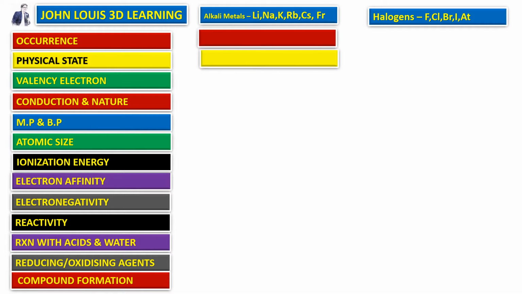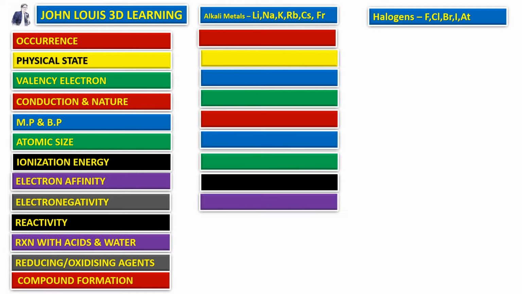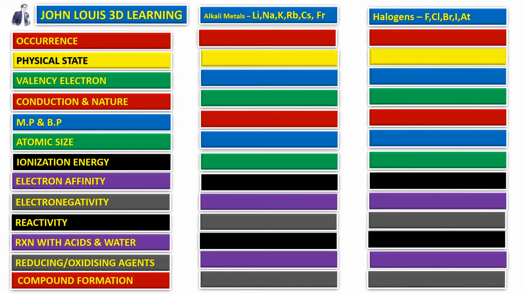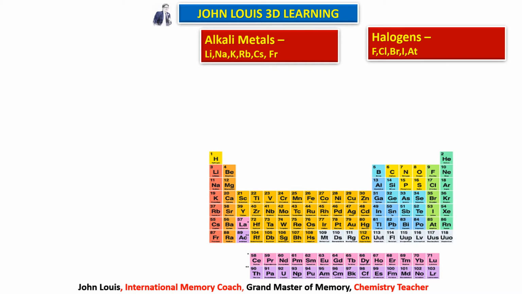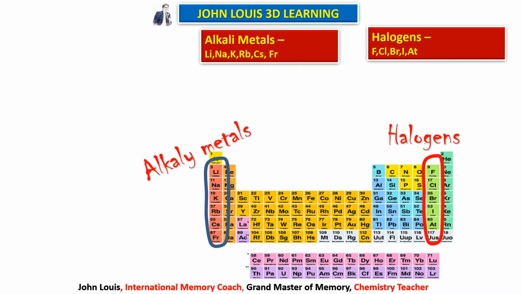Okay, we are going to see how they behave for all these properties, both alkali metals and halogens, how similar they are or how different they are. So we have to do a comparison of the properties of these two groups of elements, alkali metals and halogens. So let us take the first one. This is alkali metal, this is halogen. You know first group are alkali metals and 17th group are halogens.